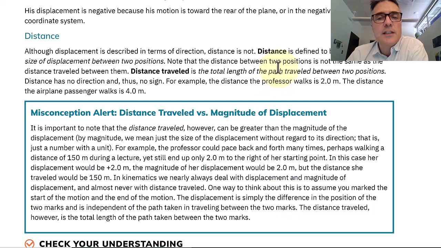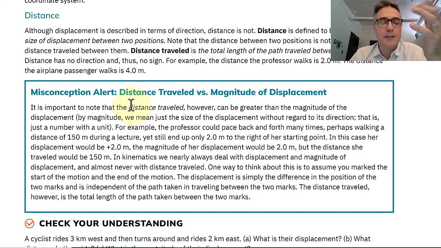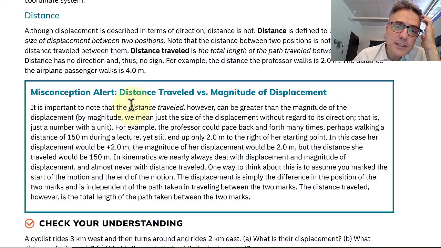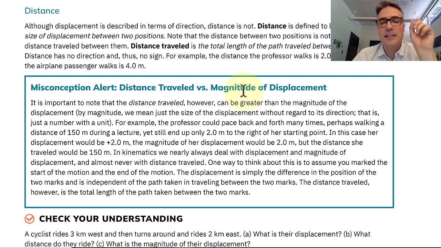So distance is, okay, this is a bit of a weird thing. First they say distance is defined to be the magnitude of the displacement, and then they say that it's not. It's important that the distance is not the magnitude of the displacement. So I think what they mean here is when they say distance traveled, that's what I tend to mean when I say distance. Distance traveled is not the same as the magnitude of the displacement.